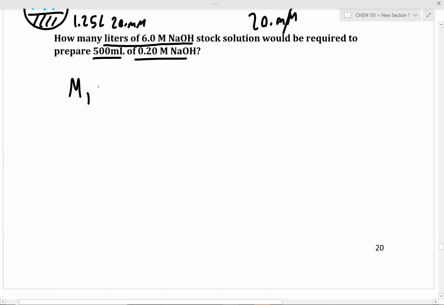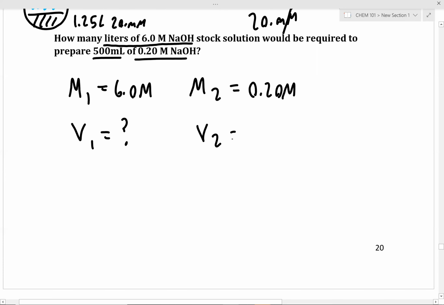6 molar. Yep. Do I know my initial volume, or is that what I'm trying to figure out? Yep. So I'm going to put a question mark. Do I know my final molarity? Yep, 0.20 molar. And do I know my final volume? 500 milliliters. But let's now convert this into liters since I want my final answer to be in liters.